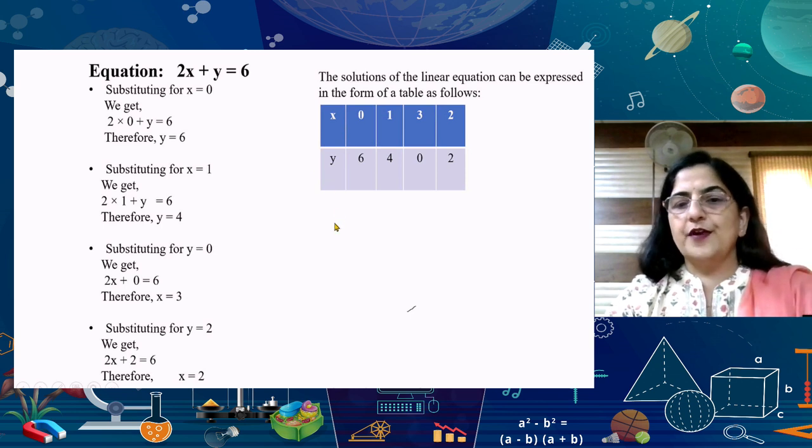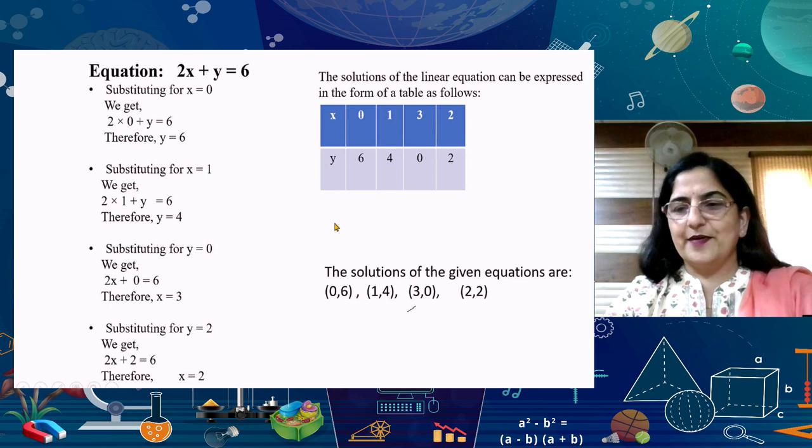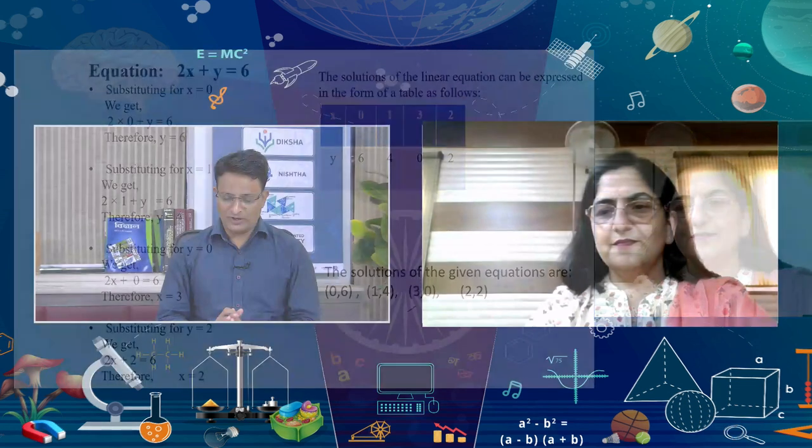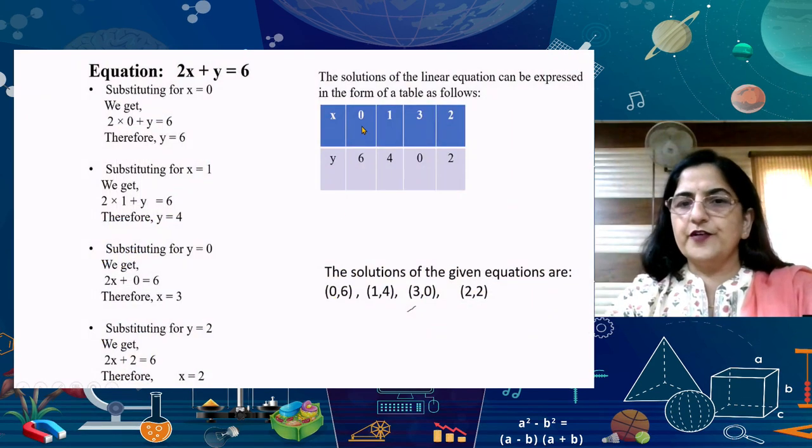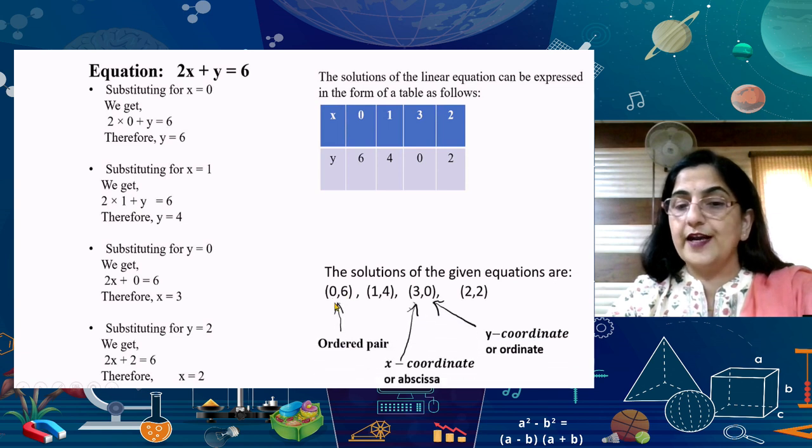Now again, I have a question for you, Ms. Madhur. Is it necessary to write the x coordinate first and the y coordinate after the x coordinate? All right. So now we can write this as an ordered pair. For the solutions of these given equations, the first one, X is equal to 0, second, Y is equal to 6. So we are writing it as (0, 6). We are writing the x coordinate first and the y coordinate after the x coordinate.